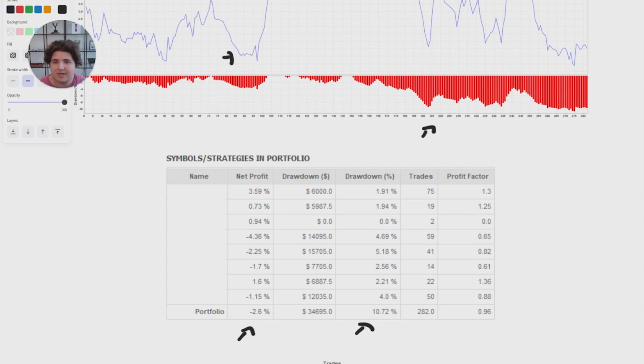I'm normally aiming for about 10 to 15%. If it gets above 20, then I'm quite concerned, especially for a month as well. So 10% drawdown, that's totally fine within the month. And then overall results was actually minus 2.6.